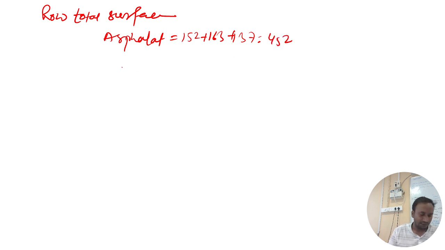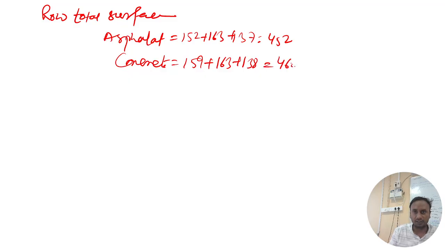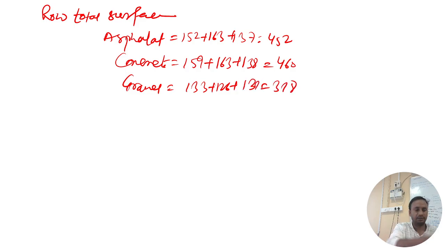That value came to 452. Then after asphalt we have concrete. Same way, 159, 163, 138, 460. Then we have the gravel. Similar way, 133, 126, 139, 398. So then we can do the column total.